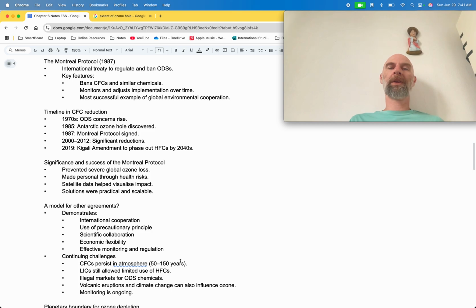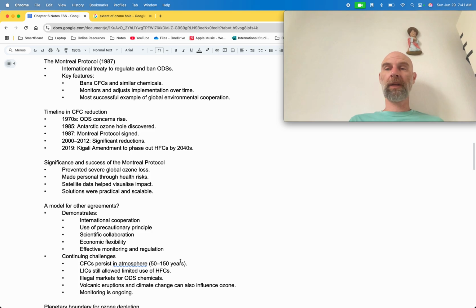International treaty to regulate and ban ozone-depleting substances. What was really pretty cool was that it bans CFCs and similar chemicals, and monitors and adjusts the implementation over time. Most successful example of global environmental cooperation. That's the part that was really cool about the Montreal Protocol.